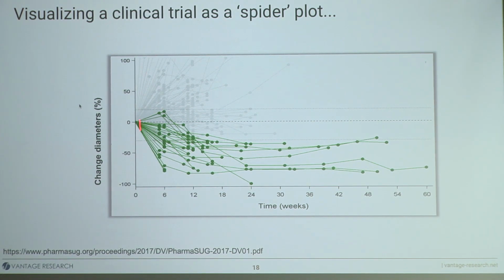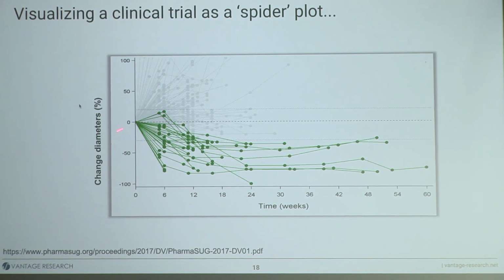So here what we have is how a clinical trial is visualized. This is called a spider plot. Basically each line is a patient, and the y-axis is how the diameter changes upon treatment. So if you're really lucky, you start, and then within 6 weeks, 90% of your tumor is evaporated. Awesome, you are a responder.